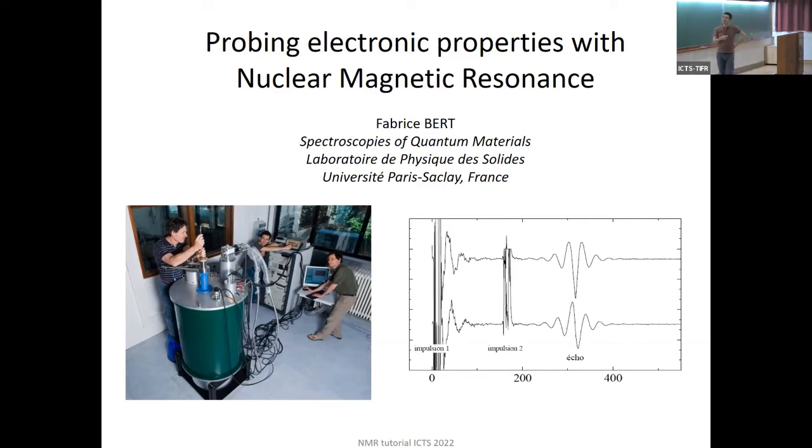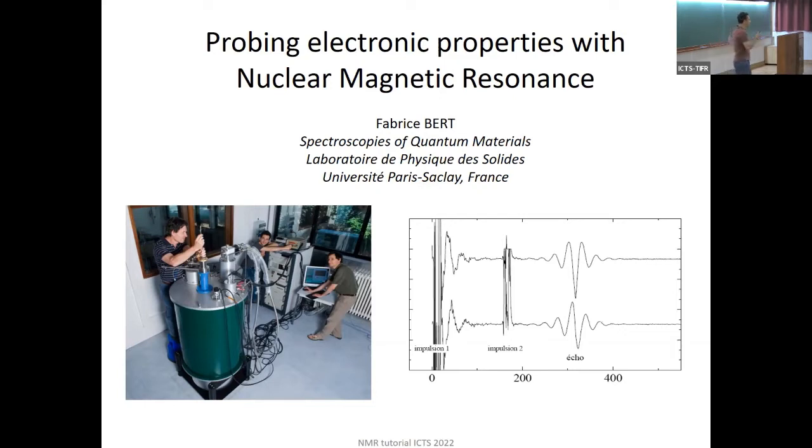So the organizers asked me to give a tutorial on the use of nuclear magnetic resonance to investigate the electronic properties in material, and in general, and a bit more particularly in the kind of system we like to look at, like correlated matter, basically.